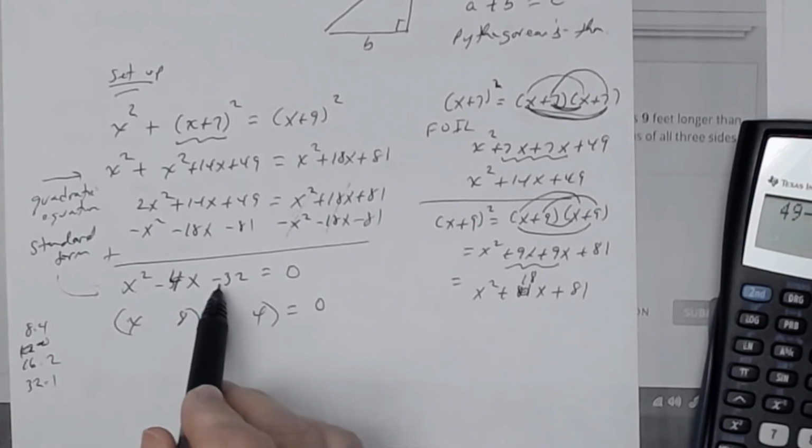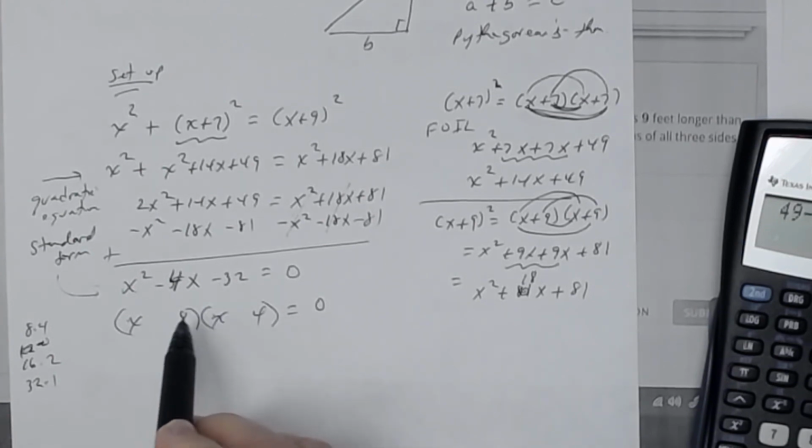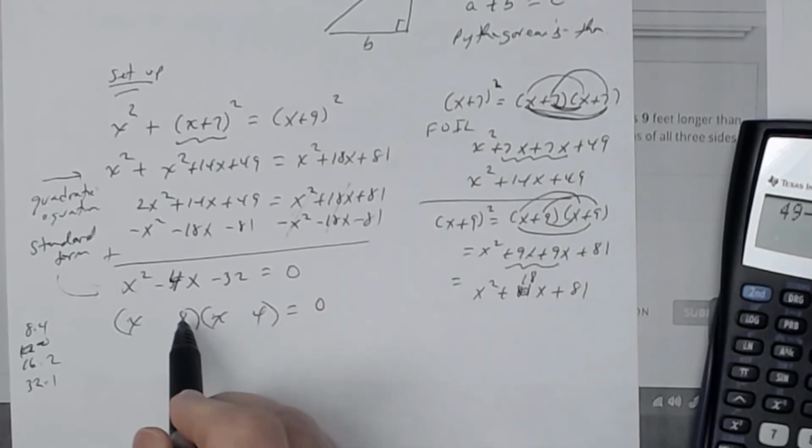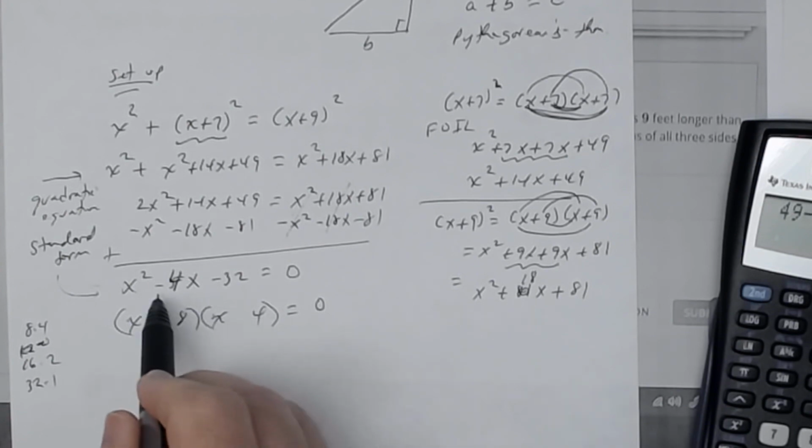Now, the last sign's negative. So remember, the last term of FOIL: in order to get a negative 32, this product has to be negative, so one has to be positive and the other has to be negative. And notice that the middle sign's negative.